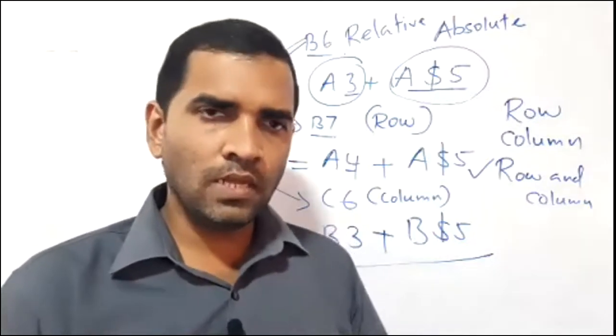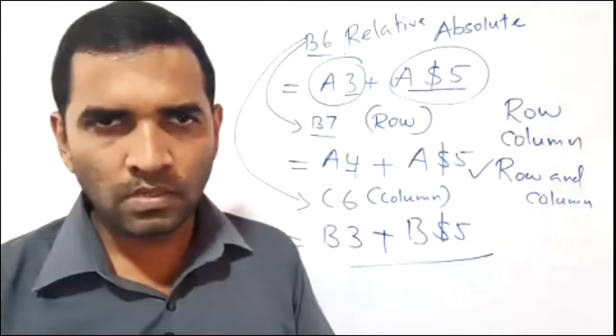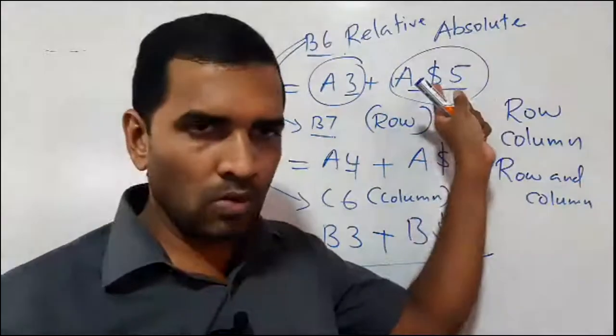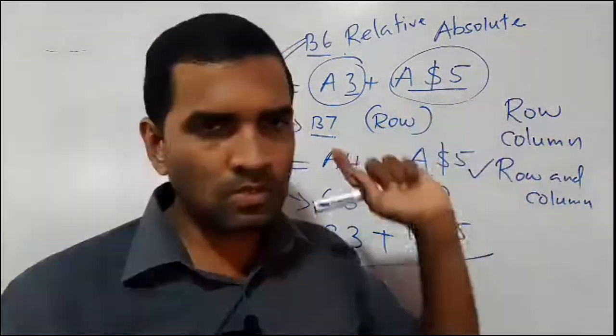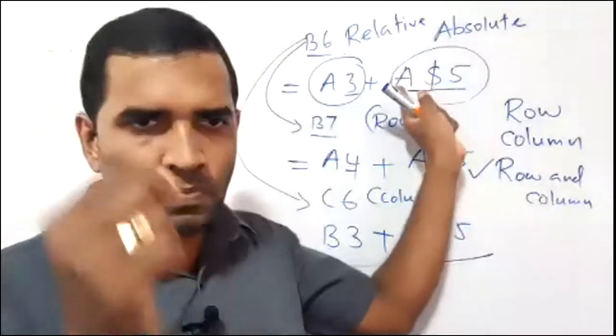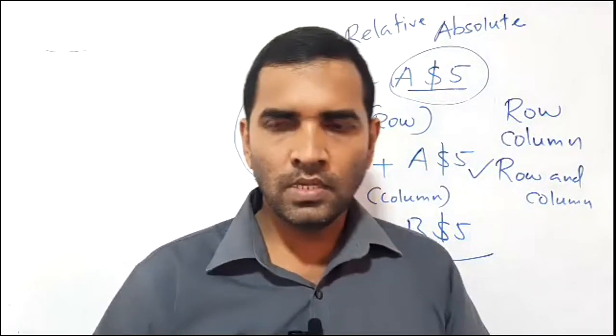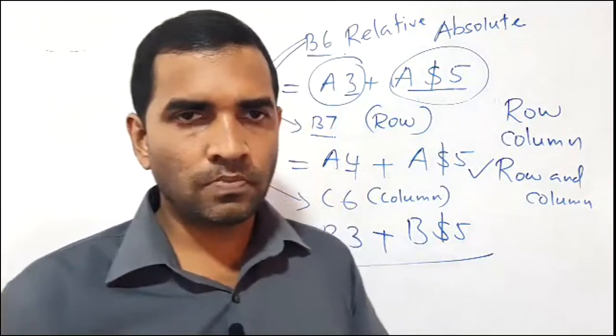So how to make that column absolute? Keep a $ sign in front of the column letter. Here I have a dollar in front of the row. That's why it is row absolute. Here the row never changes. But if you want to prevent a change in the column, keep the dollar in front of the column. That is column absolute.